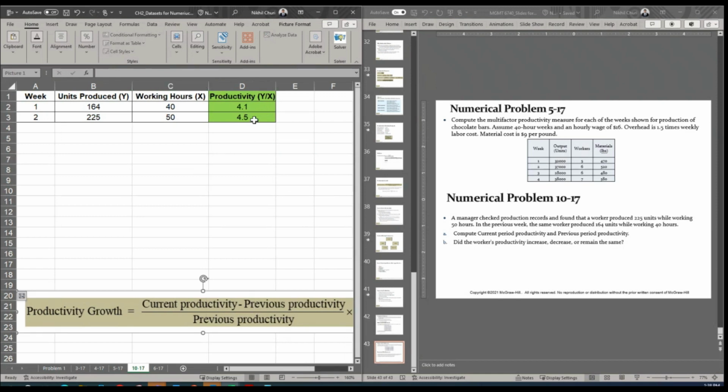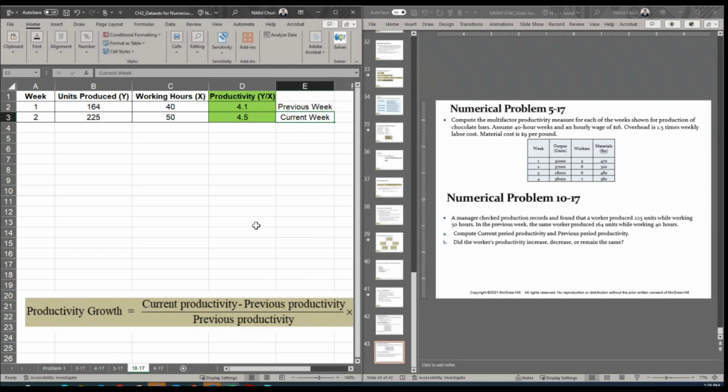Now, technically, this is my current week. Oops, sorry, 225 units. So this is my current week. Just make a note, current week. And this is my previous week. You can add this over here as well, maybe a separate column. But this should be good for now.